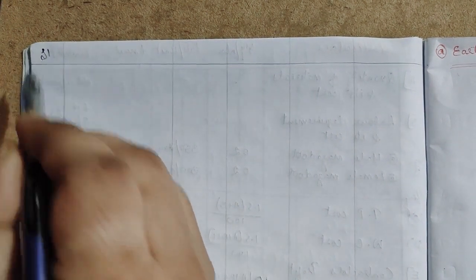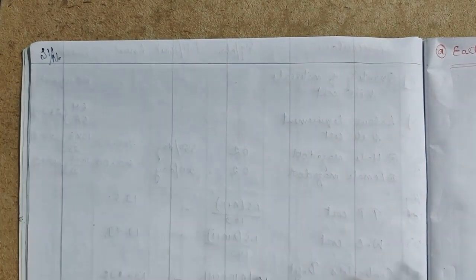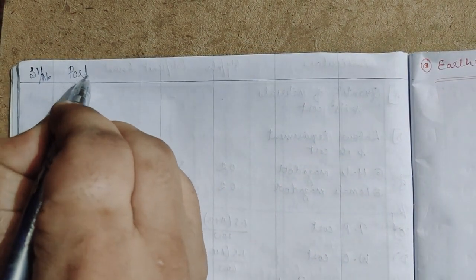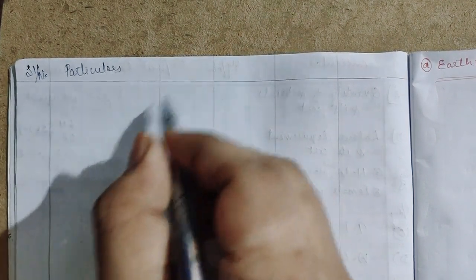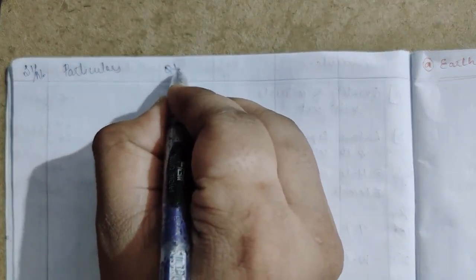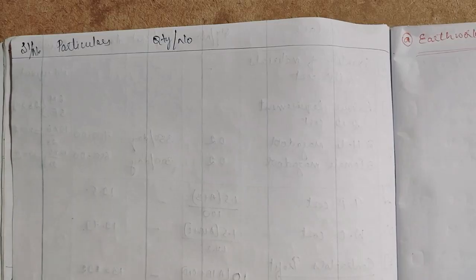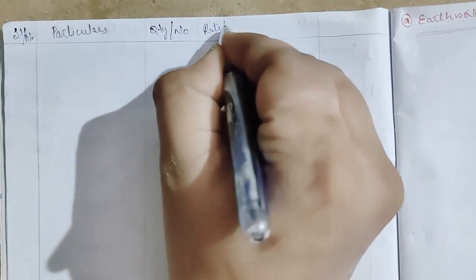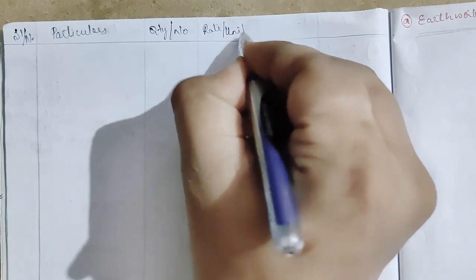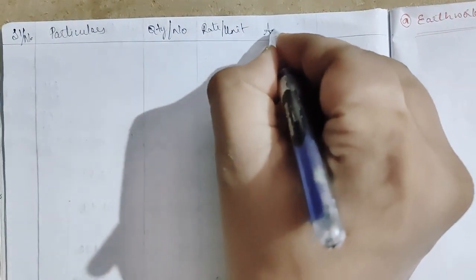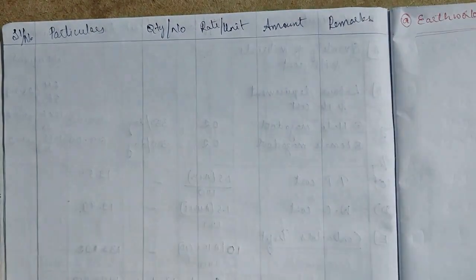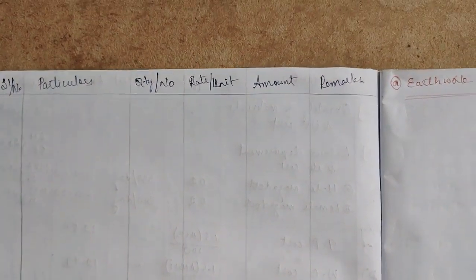One minute. So what is the tabular column? First we have serial number. Okay, serial number, it is visible. Next we have particulars. Next we have quantity or number. Next, rate per unit. Next is amount, and next is remarks. Fine. Some problem is there with this camera now.